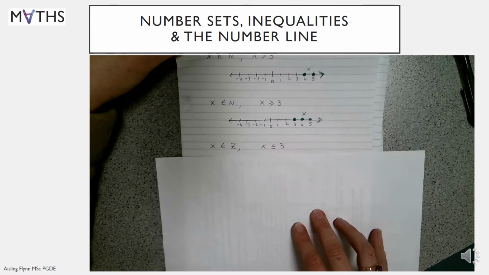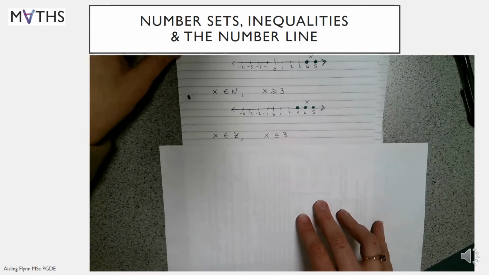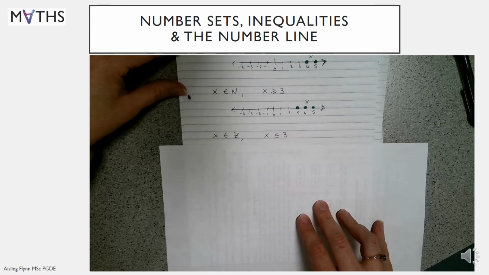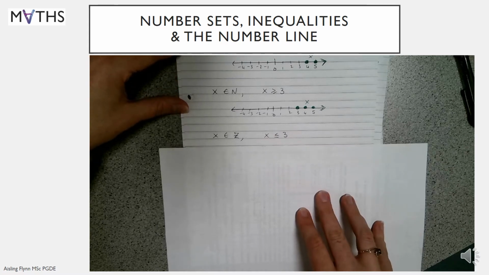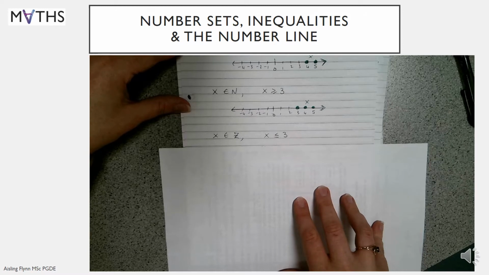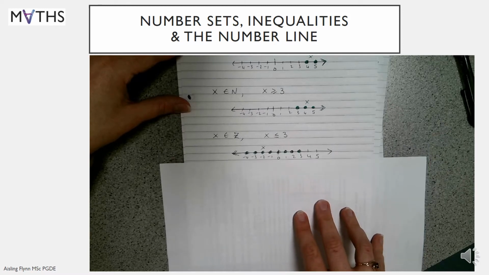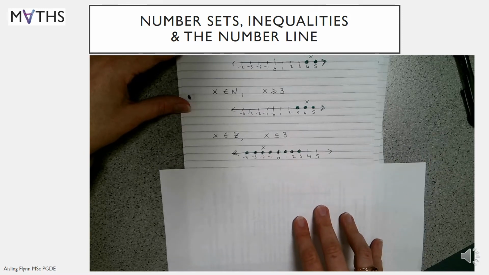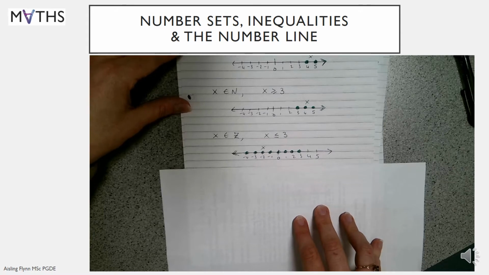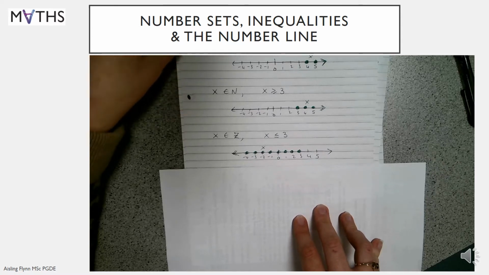What about x is an element of Z, so the integers, and x is less than or equal to 3? Okay, so first you ask yourself, can we include 3? And the answer this time is yes, because it has the or equal to part. And it's less than, so to the left, and integers can be 0 or negative also. So we start at 3 and go to the left. Integers are whole numbers, so discrete dots.